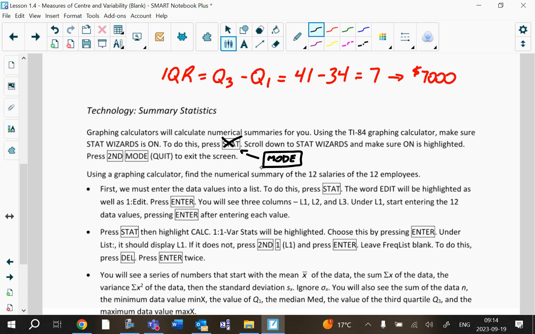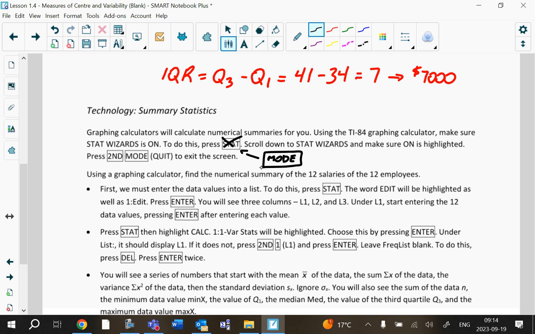The list should say L1. The frequency list should say nothing. You don't want the frequency list to say anything, otherwise it's going to mess it up. Scroll down to calculate. Okay, I'll show you in a second. Enter. Okay, you're on the right screen. You just have to hit enter.